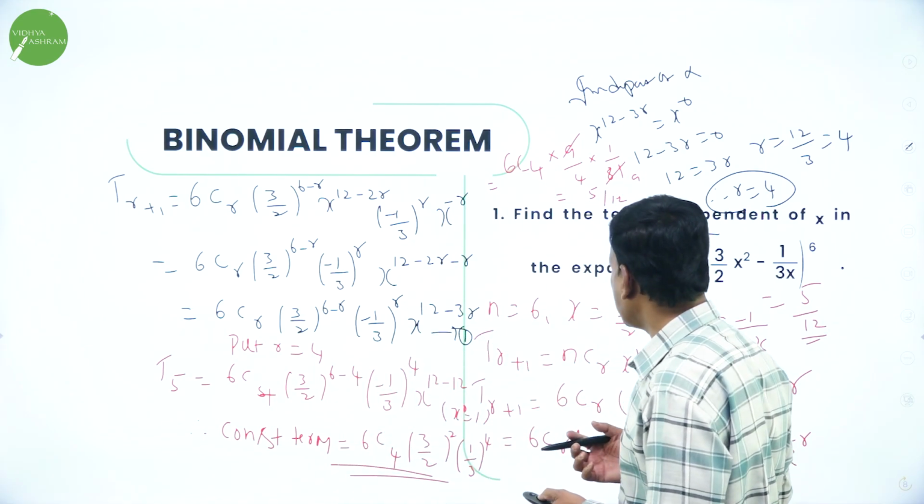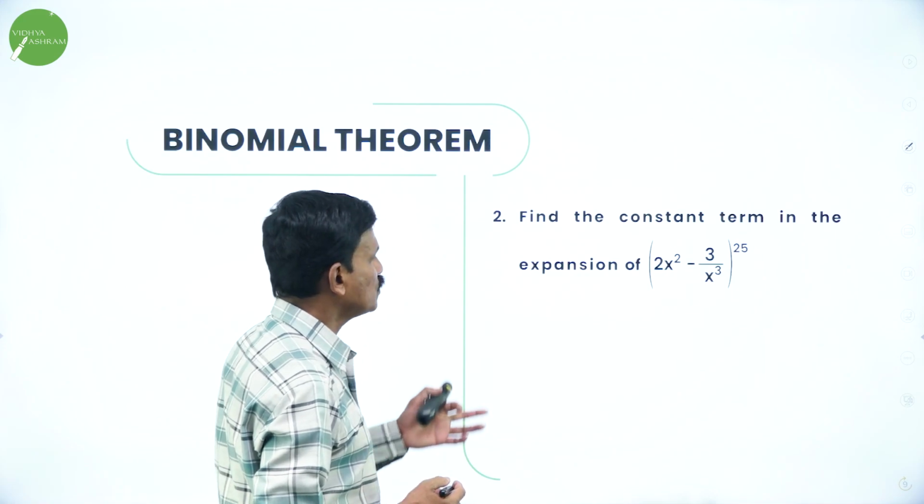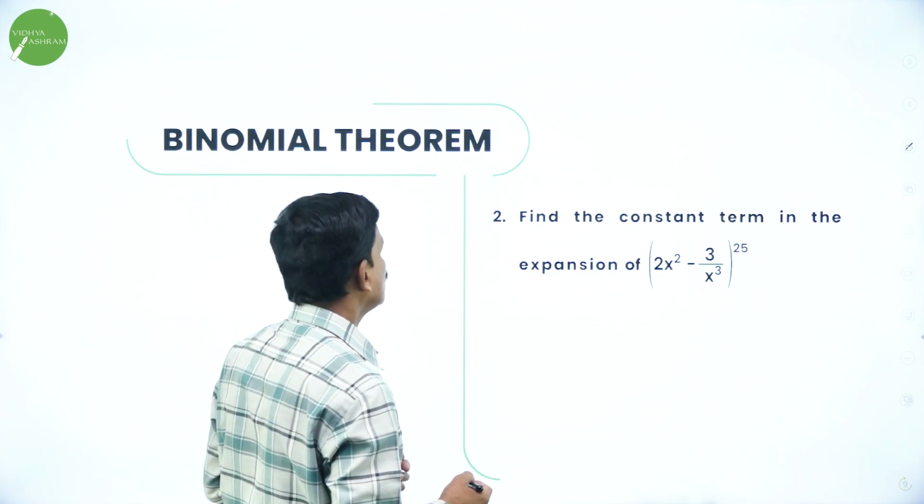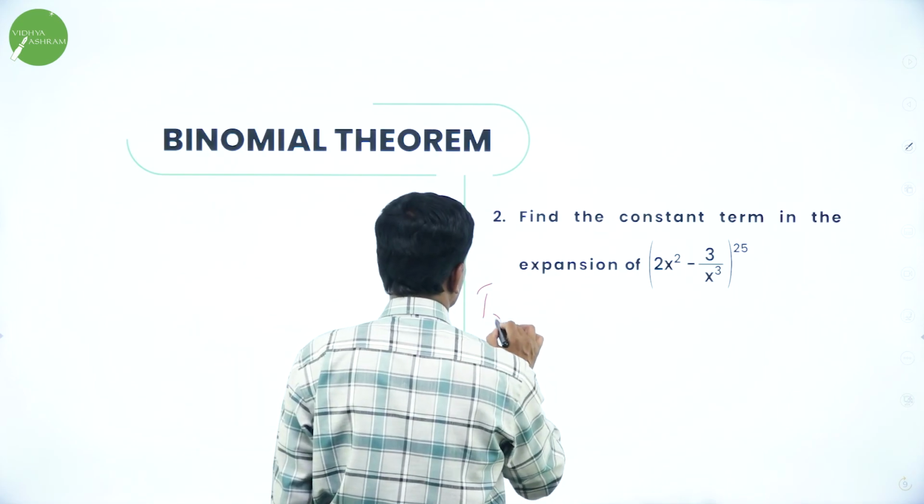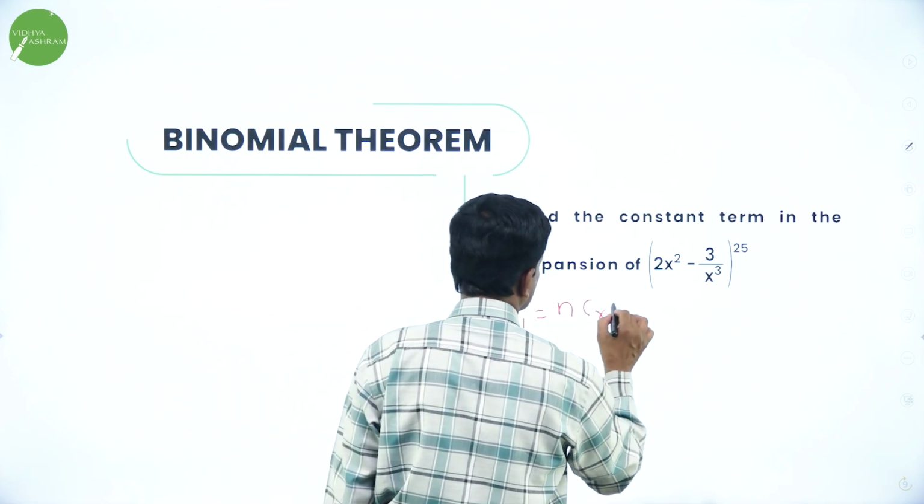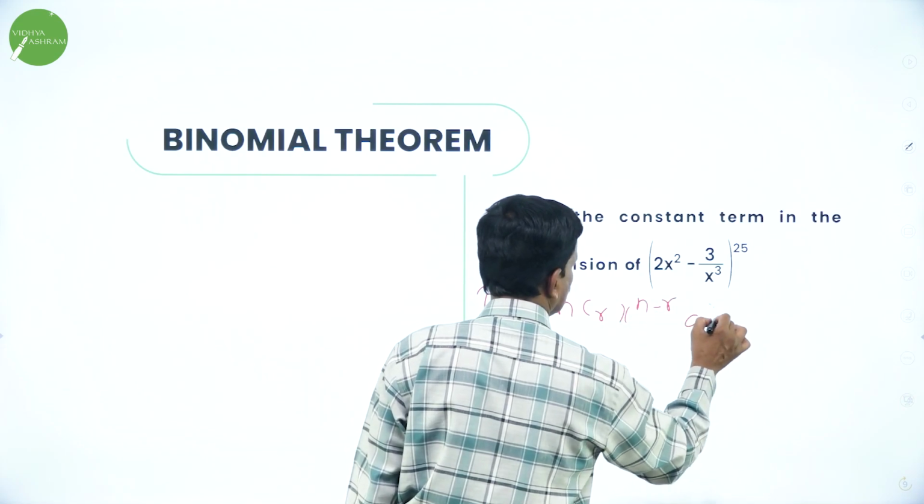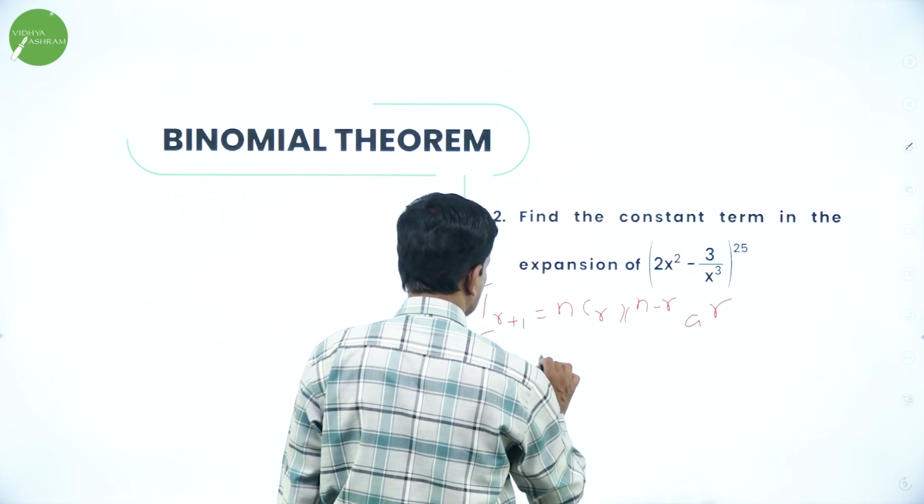Now, move on to the similar type problem. Find the constant term in the expansion of (2x square minus 3 by x to the power of 3) whole raised to 25. Same: T(r+1) is equal to nCr x to the power of n minus r a raised to r. T(r+1) is equal to, what is n?